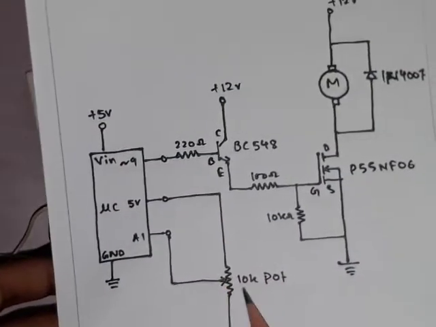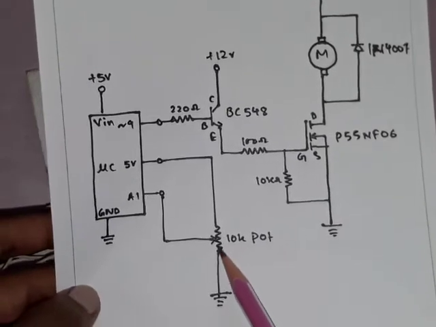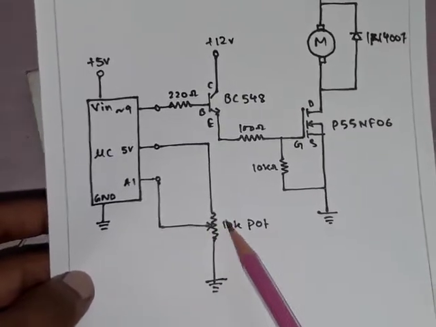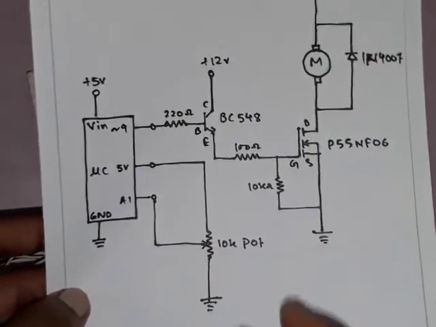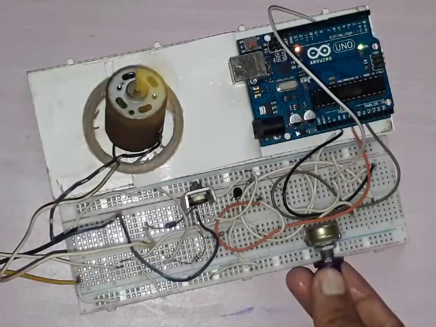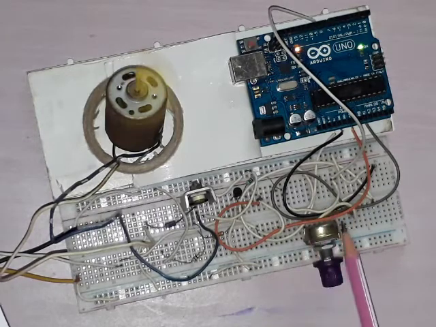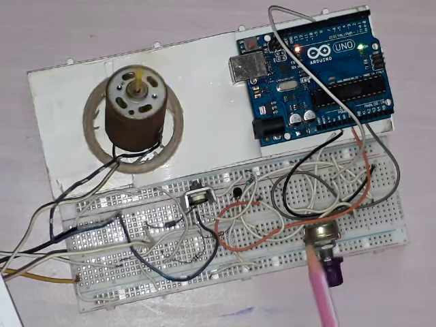So let's see how it works. Basically what I am doing is changing the potentiometer, I'm just rotating the pot, this one. What is this? It is basically a variable resistor.